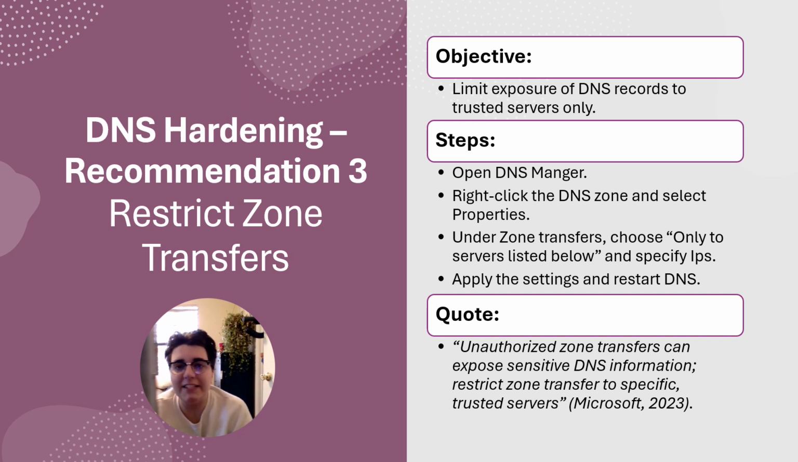Zone transfers allow a DNS server to share its entire database of records with another server. While this is necessary for redundancy, allowing unrestricted zone transfers can expose your entire DNS structure to attackers. By limiting transfers to trusted servers only, we prevent sensitive DNS data from leaking. Next, I'll explain how to verify that both IMAPS and DNS servers are running as expected.